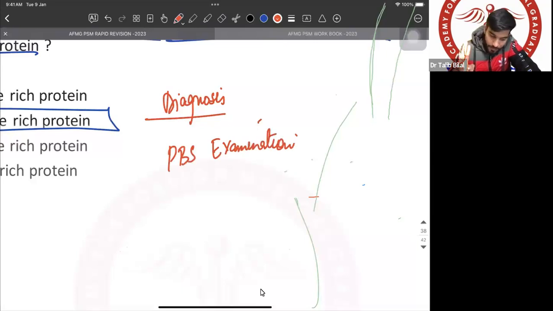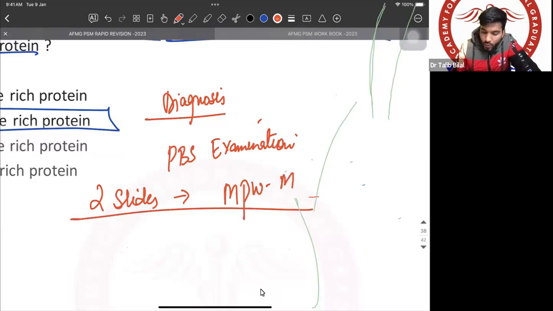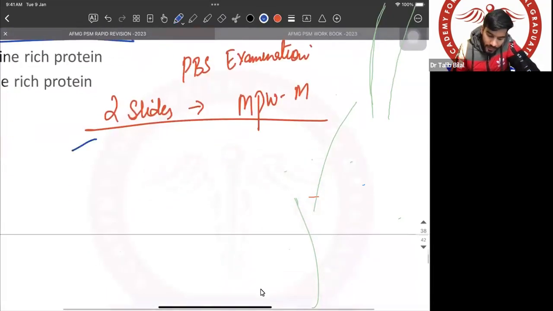PBS examination. We prepare 2 slides. How many slides do we prepare? 2 slides. Who will prepare these slides, my dear students? The multi-purpose worker, male. So what are these 2 slides he will prepare? He will prepare thin and he will prepare thick.